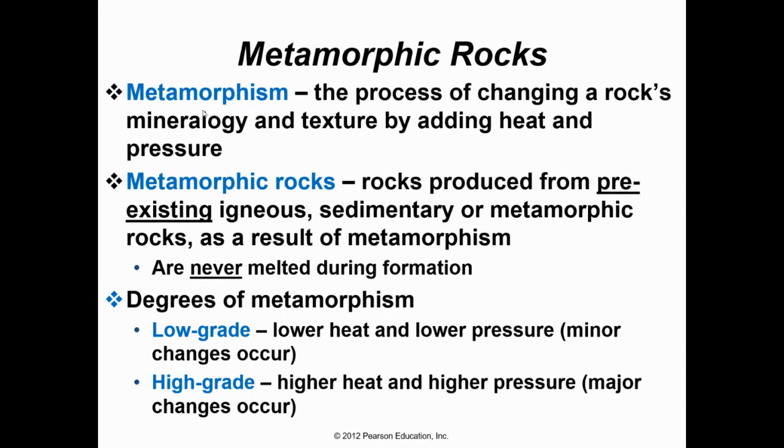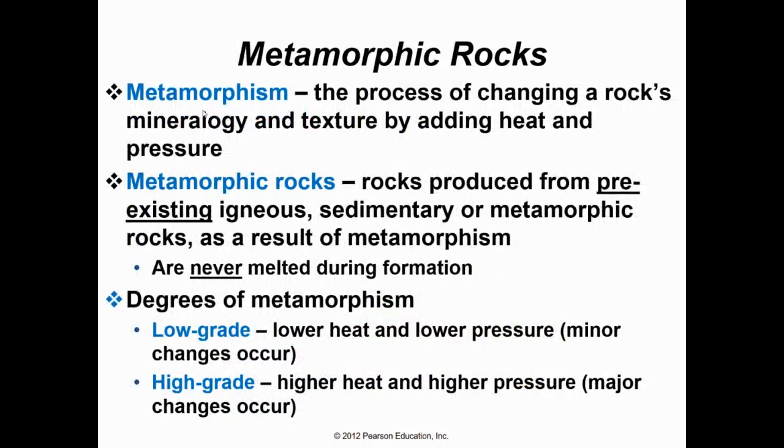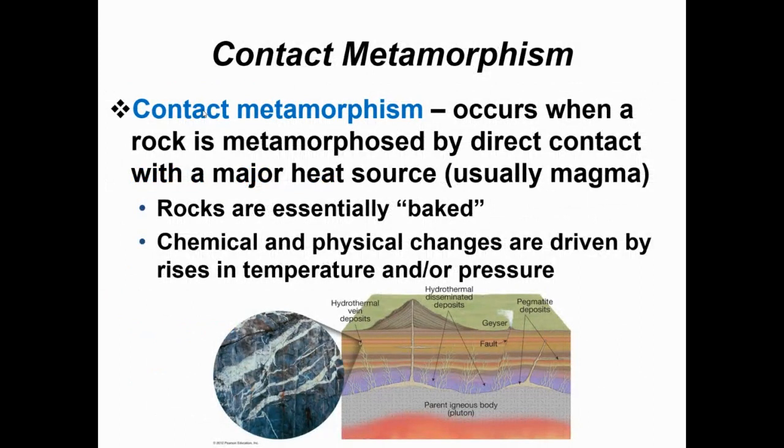With high grade metamorphism, you're looking at higher heat and higher pressure. So we're looking at, of course, more major changes to occur to texture and composition. So you have those two different degrees of metamorphism, high grade and low grade. But now we're going to look at the two different types of metamorphism, and as you'll see when I describe these two, they each emanate as either higher degree or lower degree.